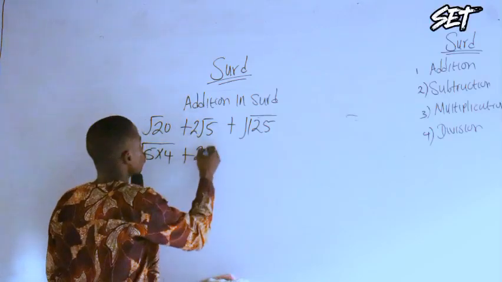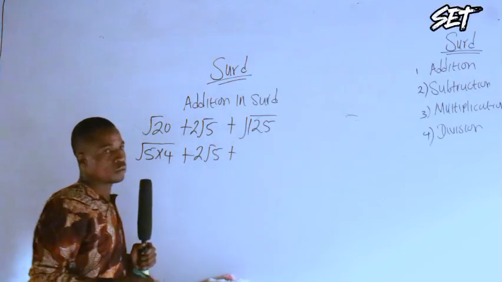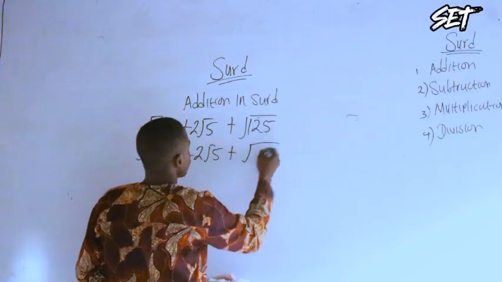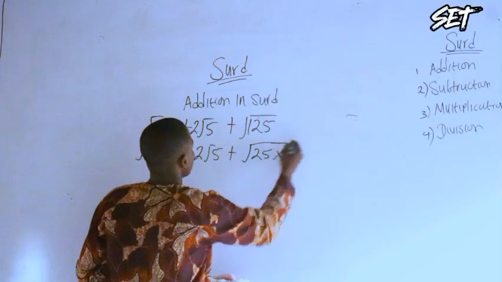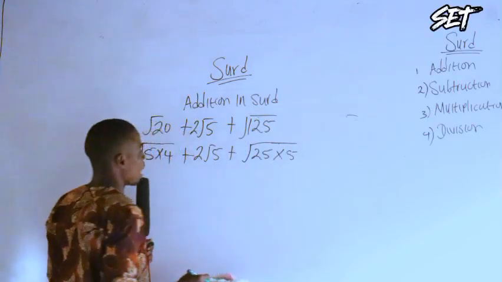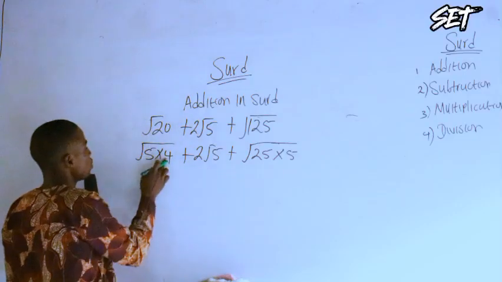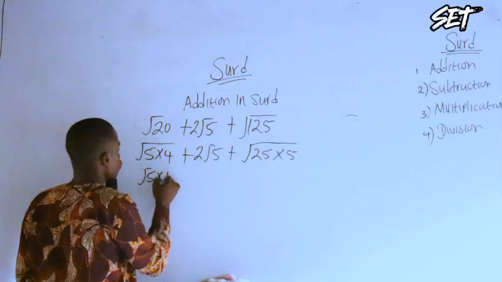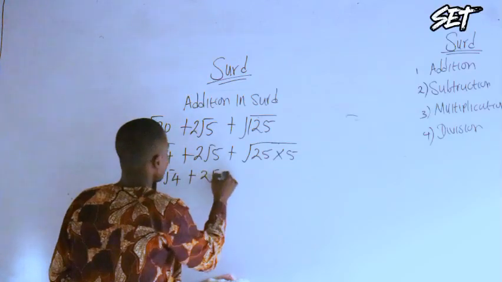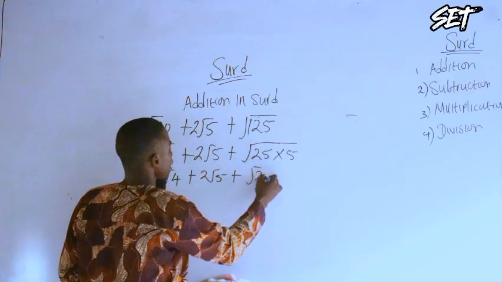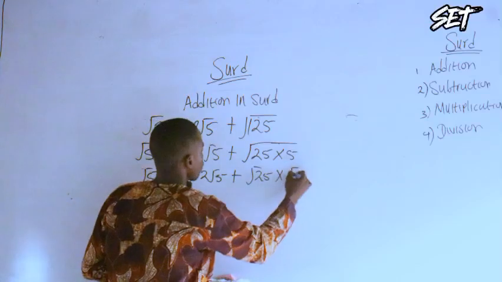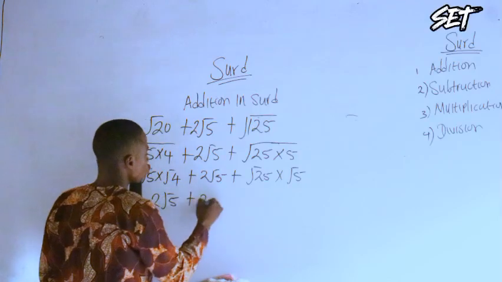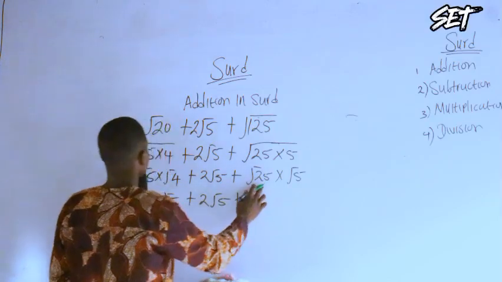This one, they have split it. 2 root 5 plus, what is this one? Root 125 is 25 times 5. So this one will be root 5 times root 4 plus 2 root 5 plus root 25 times root 5. What is root 4? It will be 2, so 2 root 5 plus 2 root 5 plus this one.